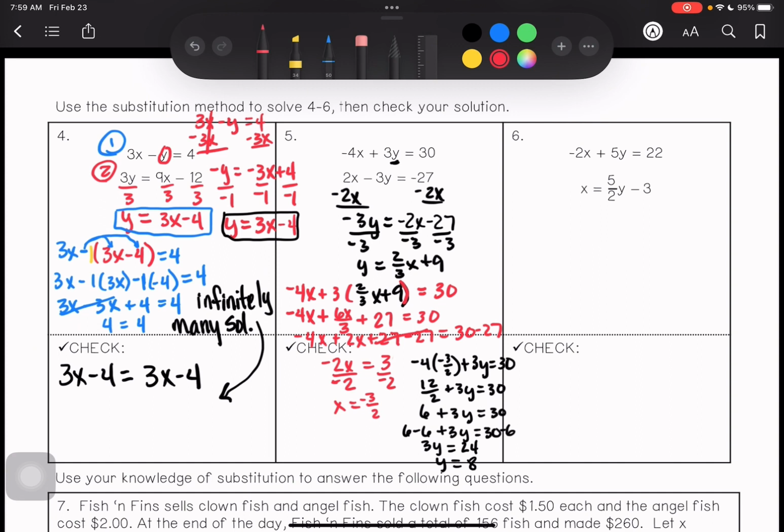So I can substitute this into the equation to check. My solution is negative 3/2 and 8. So I can plug both of these into the same equation to check it. Negative 4 times negative 3/2 plus 3 times 8, and see if that equals 30. Multiply negative 4 times a negative 3. That gives you a positive 12 over 2 plus 24 equals 30. That gives you 6 plus 24 equals 30. And that checks correct.